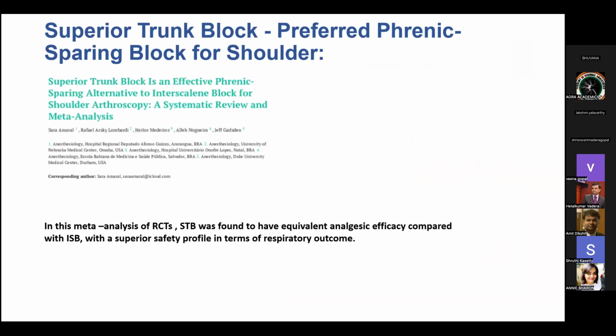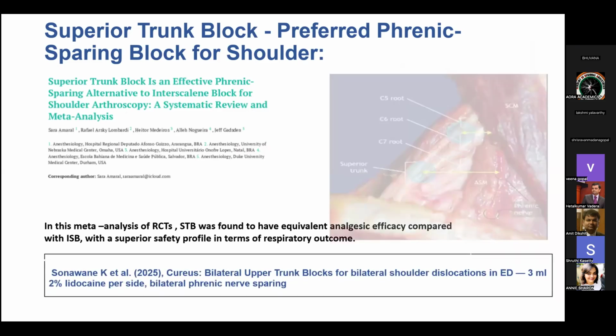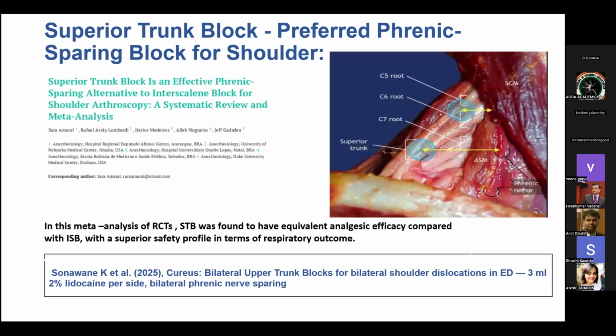This is the superior trunk block, preferred for phrenic nerve sparing for shoulders. In this meta-analysis, they concluded that the analgesia is equivalent and it has a superior safety profile in terms of respiratory compromised patients. This is the distal superior trunk, so it is far away from the phrenic nerve. If you deposit the drug here, the chance of phrenic nerve involvement is very low.